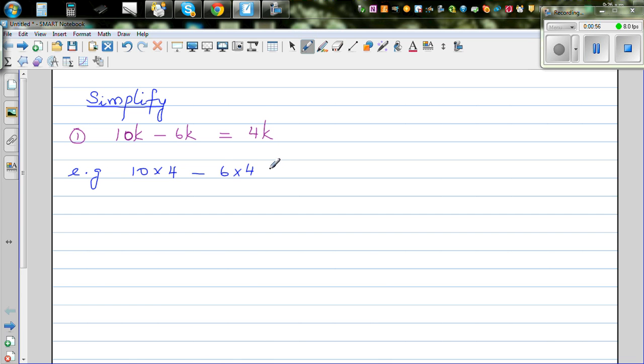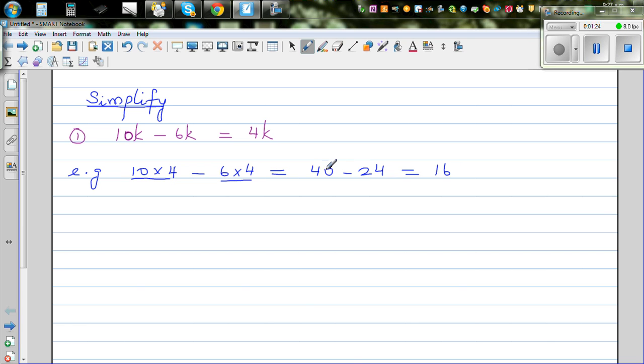To do this efficiently, this is one way of doing it. You multiply first and then take away. This is 10 times 4, which is 40, take away 6 times 4, which is 24. So this is 40 take away 24. 40 take away 20 is 20, and then take away 4, which is 16. Or you can check: 24 plus 16.